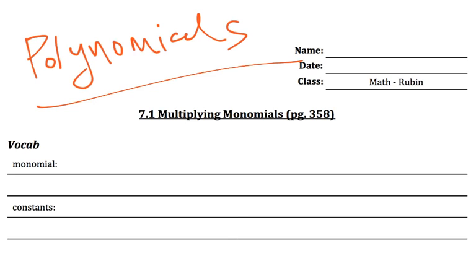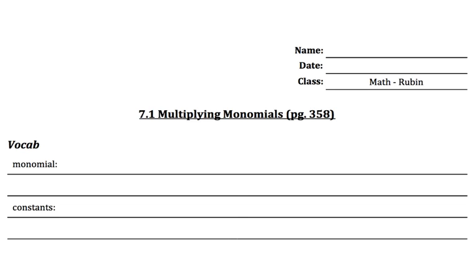The name of Chapter 7 is Polynomials. And the root, or one of these roots in the word, is nom. If you think about number, it's like numerical. Nom just means number. And poly means many, so these are made up of many different numbers, many different terms.